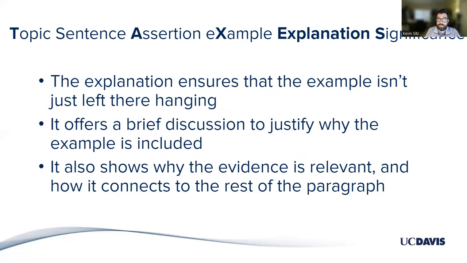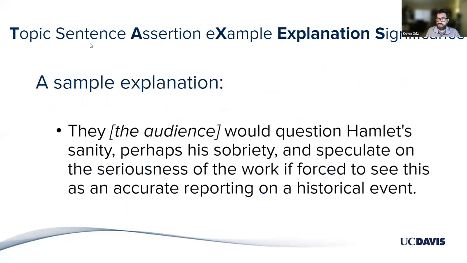It's an opportunity to offer a brief discussion to justify why you included that example. And it also shows why the evidence is relevant and how it connects to the rest of the paragraph. So here's a way to explain that evidence from before, saying that audience opinions have shifted. And so the audience would maybe question Hamlet's sanity, perhaps his sobriety, and speculate on the seriousness of the work if forced to see this as an accurate reporting on a historical event.